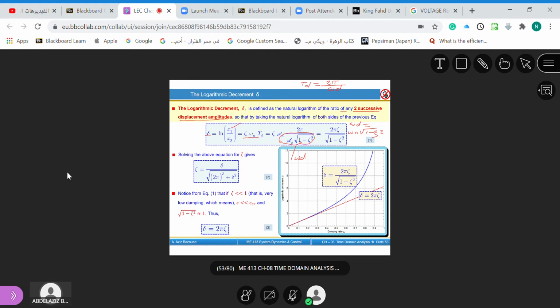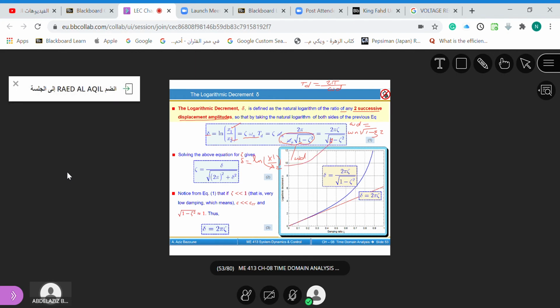So what you will do, you will take the magnitude of the first amplitude x1 over the amplitude x2. You take the logarithmic decrement, and this will be called delta. You know it, because from the ln of x1 over x2, you measure x1, you measure x2, take the logarithm, and this will be delta. This delta is equal to 2 pi zeta over the square root of 1 minus zeta squared.